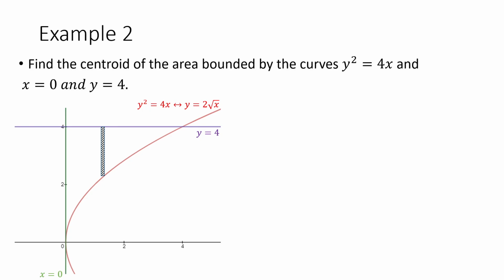In this problem we're going to look for the centroid of the area bounded by the curves y squared equals 4x and then x equals 0. So x equals 0 is the y-axis in another term, and then the line y equals 4. In this problem, we can also use the horizontal strip. I'm going to show you the two methods, the horizontal and the vertical strip. But first, we're going to solve this one in the vertical strip. Again, this can be solved using the horizontal strip also.